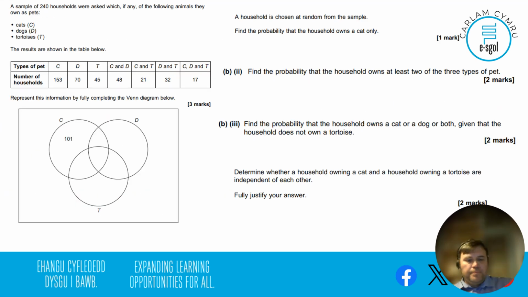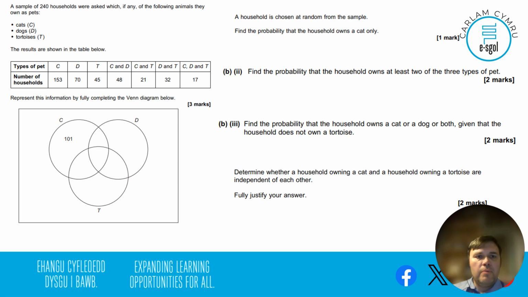Next question. Here we have a Venn diagram, and I thought this one would be quite nice because of the fact that you are taking the information from the table above and then putting it in, as well as having questions such as independence and everything else. Okay, so a sample of 240 households were asked which, if any, of the following animals they own as pets. So you have cats, dogs, and tortoises. The results are shown in the table below. So we have cats, 153, and so on. So you can read the information yourself.